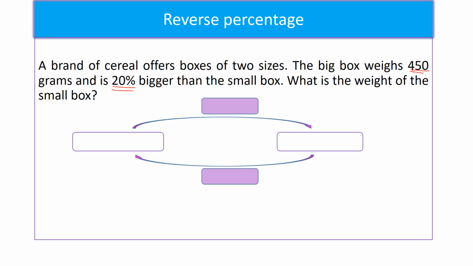Because it's the big box, that means it's 20% more than the small one. So it's 120%, which is 1.2 as a decimal. Normally you would times it by 1.2 to get 450, but this time we need to divide it by 1.2 and we get the weight of the smaller box, which is 375 grams.